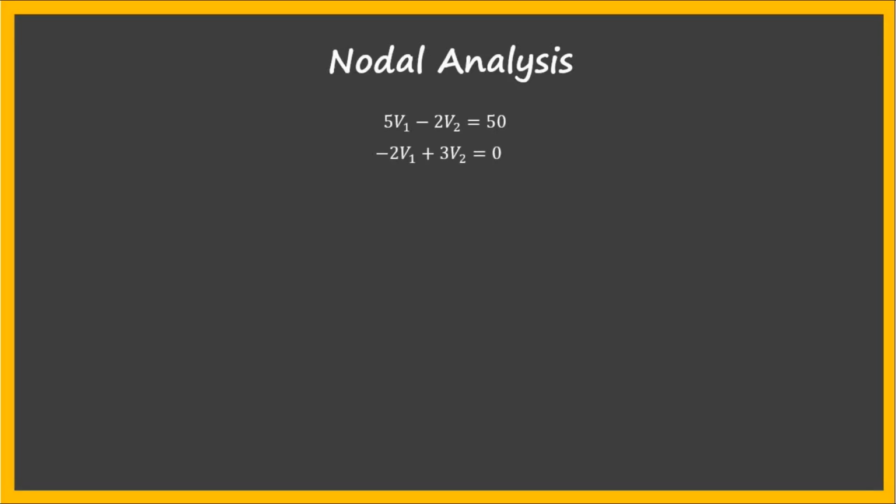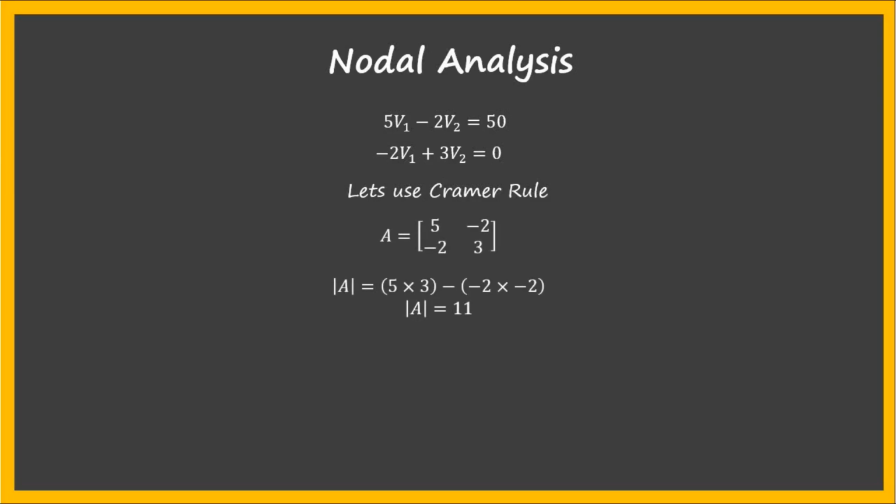Now it depends upon you which method you want to choose to solve for V1 and V2. Here I am using Cramer's rule, which is easy compared to other methods when the number of nodes increases. In Cramer's rule, first of all, write the coefficients of the developed equations in the form of a matrix, as you can see on the screen. Then simply take the determinant of the matrix. Then make another matrix and replace its first column with the constants which are on the right side of the equal sign in both equations.